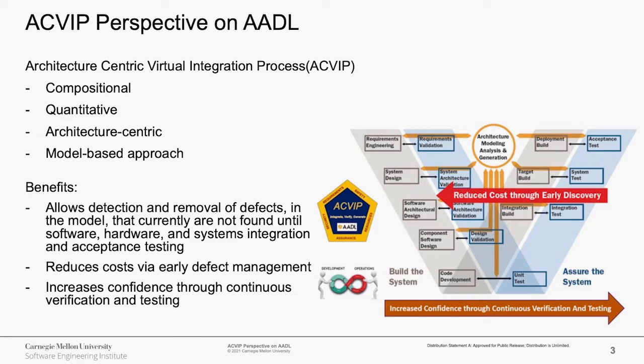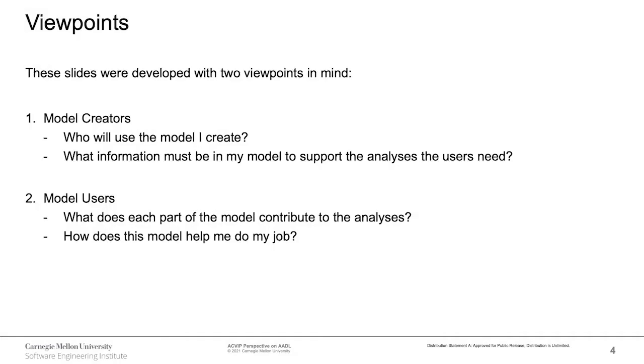This reduces manual replication and maintenance of information across different models while enabling analysis of cross-domain effects within this integrated architectural model. AKVIP applies across development phases, starting with requirements engineering and going through verification and qualification. Different kinds of information at different levels of detail are used in the different phases. These slides were developed with two viewpoints in mind: model creators and model users.